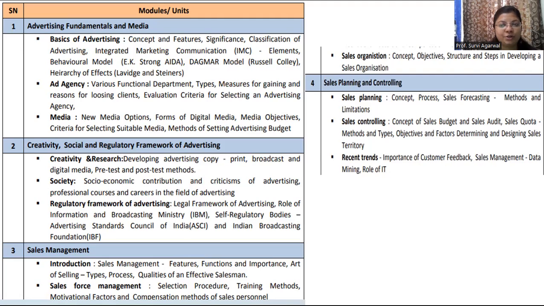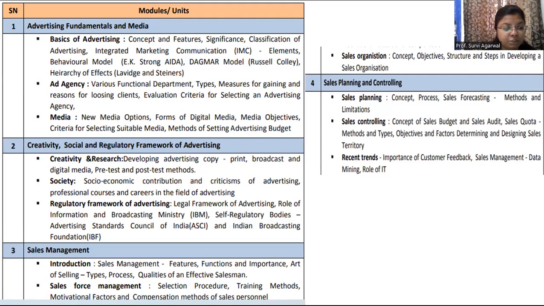So coming to the second module now, creativity and social regulatory framework of advertising, creative and research. So basically, what is the research that happens in advertising when it comes to copy, which is that one line understanding of the ad, print, broadcast, and digital media, pre-test, post-test methods. Society, socio-economic contribution and criticisms of advertising, professional courses and careers in the field of advertising. Regulatory framework of advertising. So we'll be understanding what the legal nitty-gritties used in advertising are, the role of the Information and Broadcast Ministry, self-regulatory bodies, Advertising Standards Council of India, and Indian Broadcast Foundation.